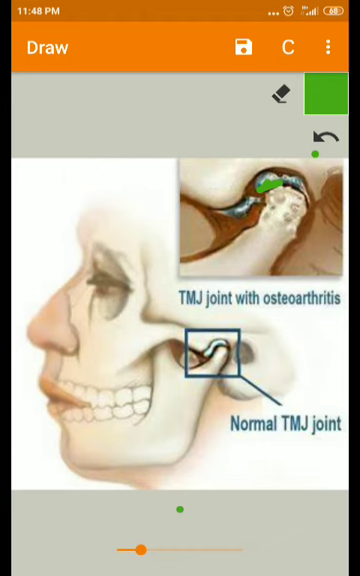One is pain on translation of the condyle on the articular eminence, with almost pain-free rotation. So on rotation in the joint it doesn't have any pain, but on translation it has pain in osteoarthritis. And also there is a narrowing of joint space. So these are the primary symptoms of osteoarthritis.